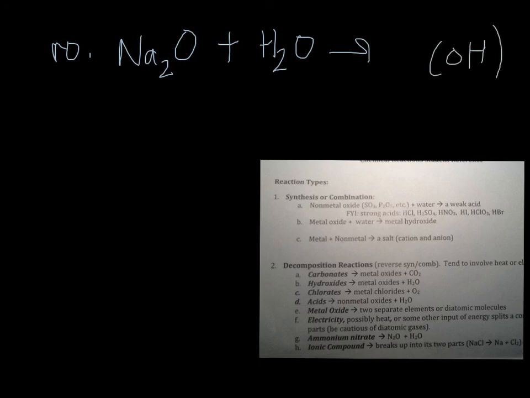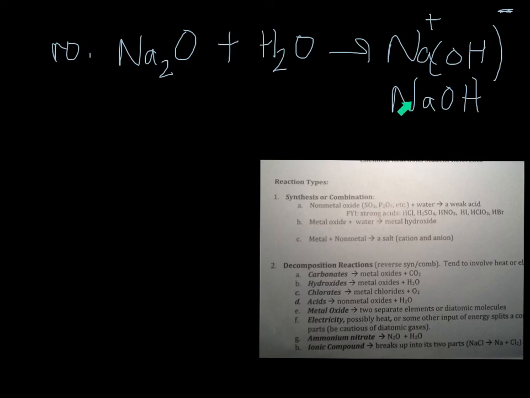I like to keep it in parentheses unless I'm doing WebAssign. OH is a 1 minus. And it has to be a metal hydroxide, so where's my metal? There's my metal. So it makes Na. Na is a plus, and I really just need 1 of each one, so it looks a little better written like NaOH. And then you have to balance it.